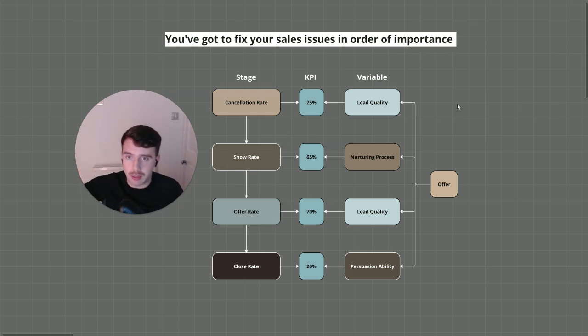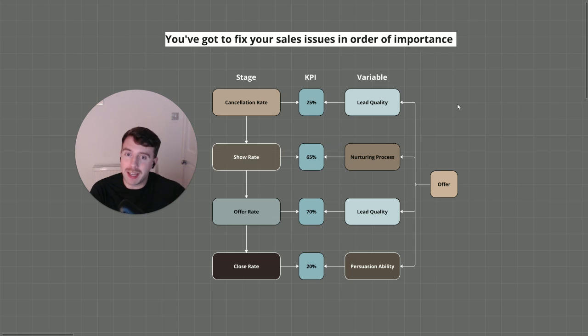Let me just throw another example out there. If we forget cancellation rate for a minute, it doesn't really make a difference. Let's just say it's in KPI, right? And our show rate is 30%, offer rate's 95% and close rate's 40%. It doesn't really make a difference what the offer rate and close rate is here either.